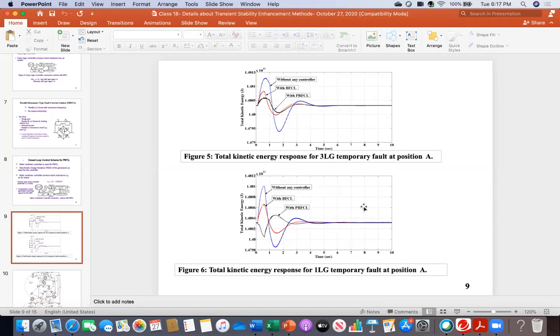So these are the sample responses. Here the total kinetic energy response is plotted. But if you plot the fault current magnitude, and if you see the controller performance, you will see similar performance. I'm just showing some examples of total kinetic energy response.